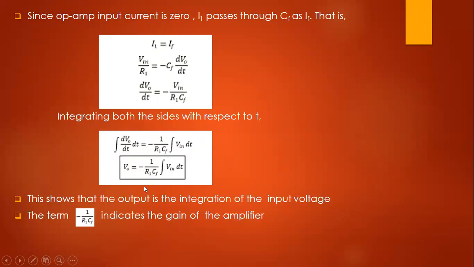This shows that output is the integration of the input voltage, and here the term minus 1 by R1 CF indicates the gain of the amplifier. Okay. So now if the input signal is a square wave, then we are going to get a triangle wave as an output in the integrator circuit. So this is about the integrator.